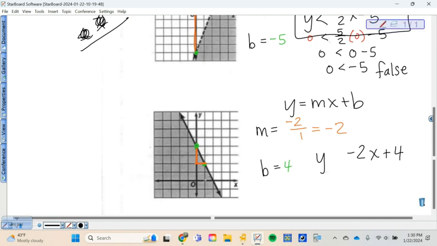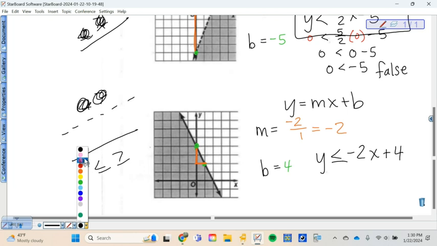What do you think? Is it shaded above or below the line? Below. And is it solid or dotted? Solid. So I've got to use one of these, right? Not these. Not those. I've got to use one of these. And we said it's below the line. So let's try it. Less than or equal to.